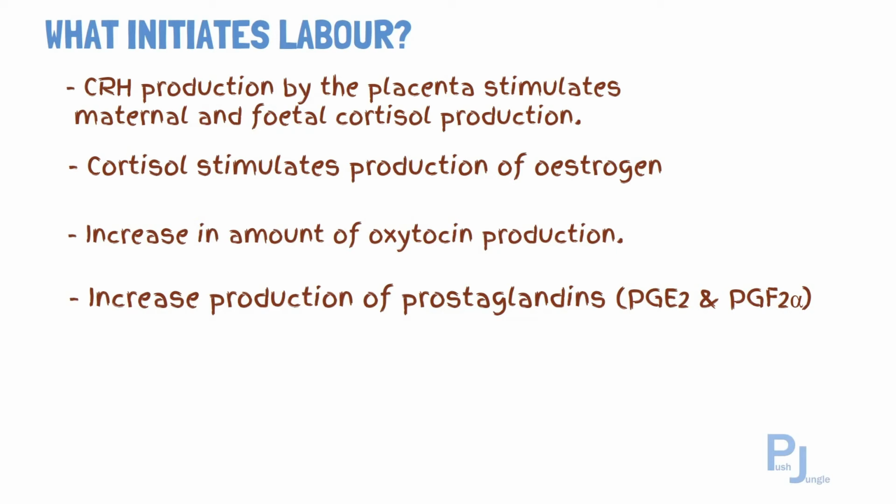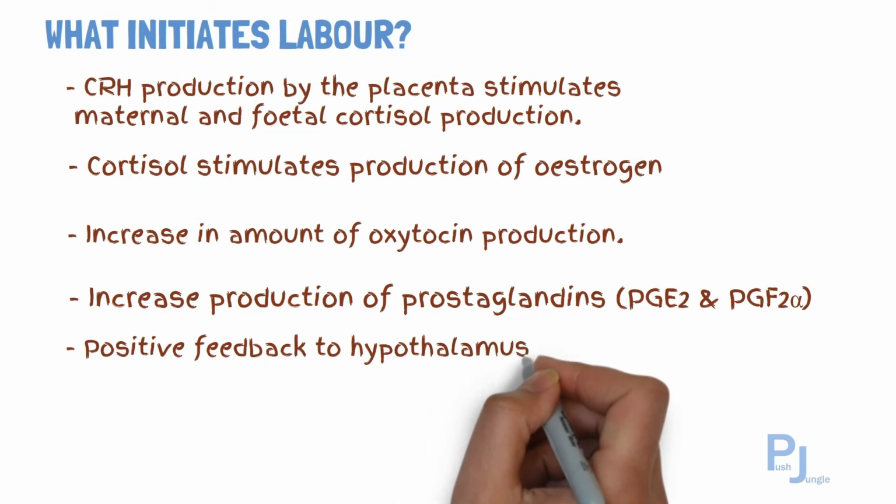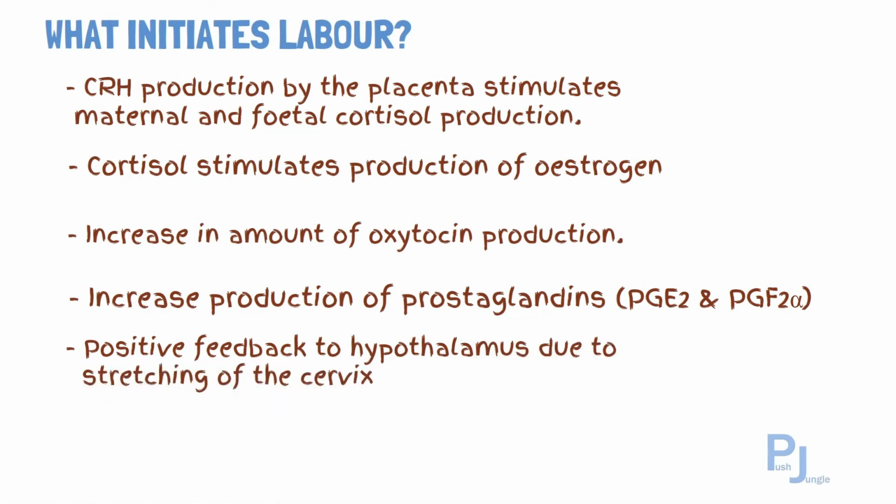Stretching of the cervix stimulates the hypothalamus to produce more oxytocin, which leads to further uterine contraction. This further uterine contraction leads to more descent of the fetal presenting part, causing further stretching, which leads to more oxytocin production. This process is known as the Ferguson reflex.